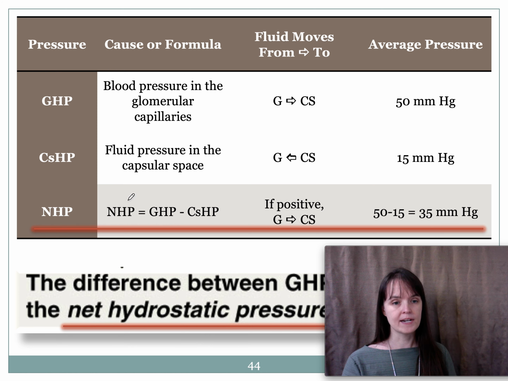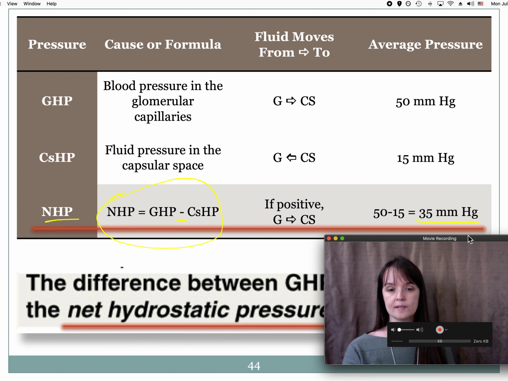And then we find the difference. When I say the difference, I'm talking about subtraction. So right here, that minus sign, that's the difference. The difference is what you get when you subtract. Okay, so the net hydrostatic pressure is the glomerular hydrostatic pressure minus the capsular hydrostatic pressure. As you recall, 50 moving this way minus 15 moving back gives us an average 35 millimeters of mercury net hydrostatic pressure. Let's see what that says.